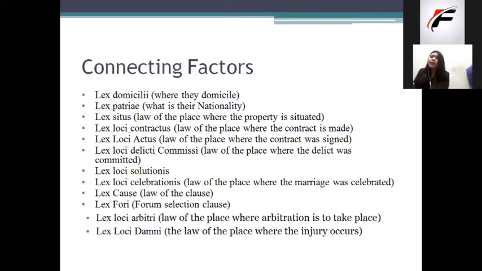and the classification is the connecting factor. Like lex domicilii is where their domicile is, lex patriae is their nationality, lex situs is the law of the place where their property is situated, lex loci contractus is the law of the place where the contract is made, lex loci actus is the law of the place where the contract was signed, lex loci delicti commissi is the law of the place where the delict was committed, lex loci celebrationis is the law of the place where the marriage was celebrated, lex causae is the law of the cause, lex fori is the forum selection clause, lex loci arbitri is the law of the place where the arbitration is to take place, and lex loci damni is the law of the place where the injury occurs.